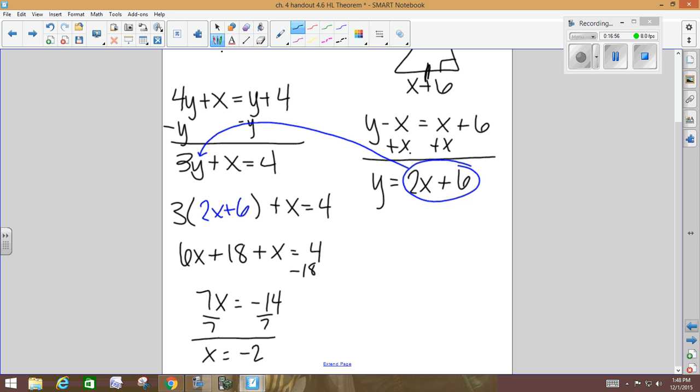It says find the values of x and y. Yeah, plug negative 2 in. I can plug it in over here where I have it circled in blue. Y equals 2 times negative 2 plus 6. Well, what's 2 times negative 2? Negative 4 plus 6. 2.